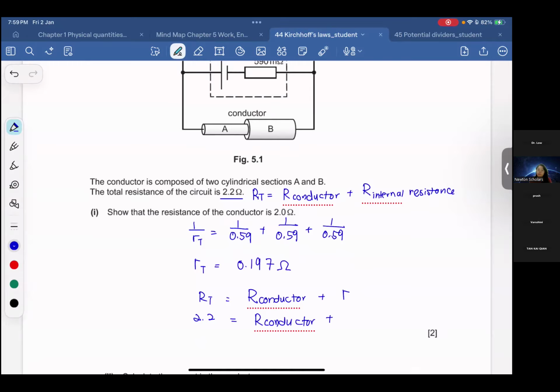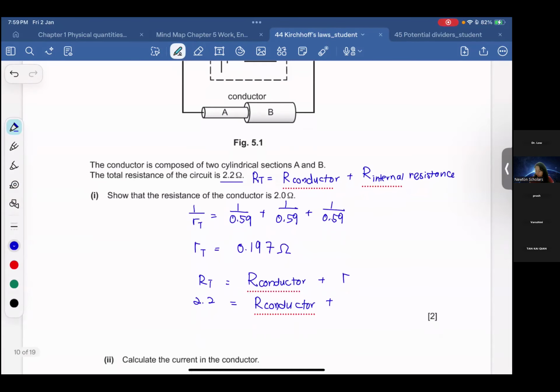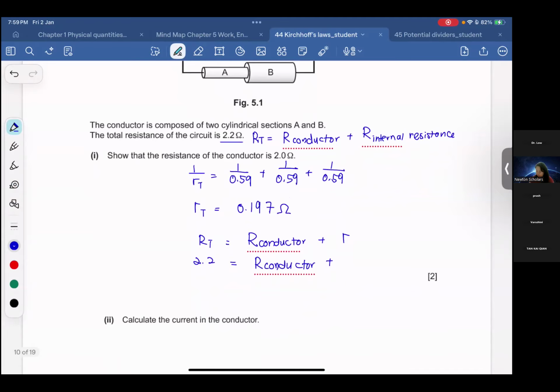0.197 ohm. You need to press your calculator. Cannot just wait for my final answer. You need to make sure you know how to press and don't do it carelessly. Okay, so here, this one is 0.197. Then your resistance for the conductor, we prove it is 2.0 ohm. That's all. 2 marks. Okay.